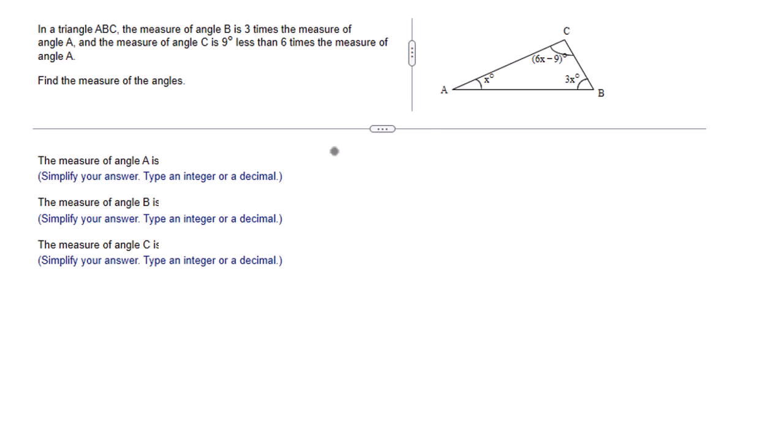Hopefully you remember that the interior angles of a triangle add up to 180 degrees. So all we have to do is just add the angles. We'll have x plus 6x minus 9 plus 3x, and that equals 180 degrees. I like to put like terms next to each other before I do anything. So let's do that. X plus 6x plus 3x minus 9 equals 180.